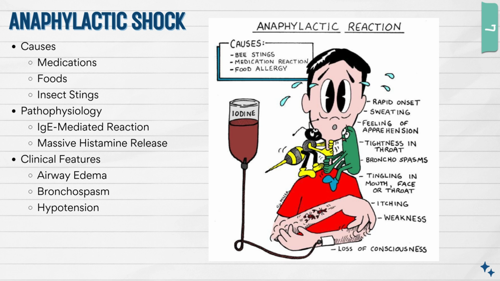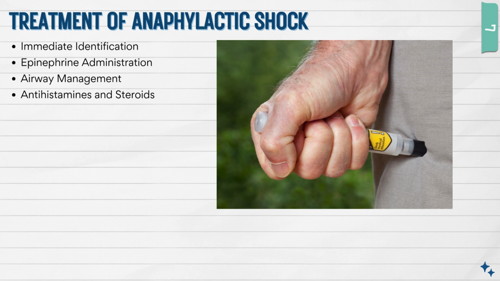Now, how do we treat anaphylaxis? Epi. Treating anaphylactic shock requires you to notice what it is and take immediate action. Immediate identification allows for prompt intervention, like go get the EpiPen. Epinephrine is the first line treatment. It acts to rapidly constrict blood vessels, it relaxes the airway muscles, and it reduces the swelling.